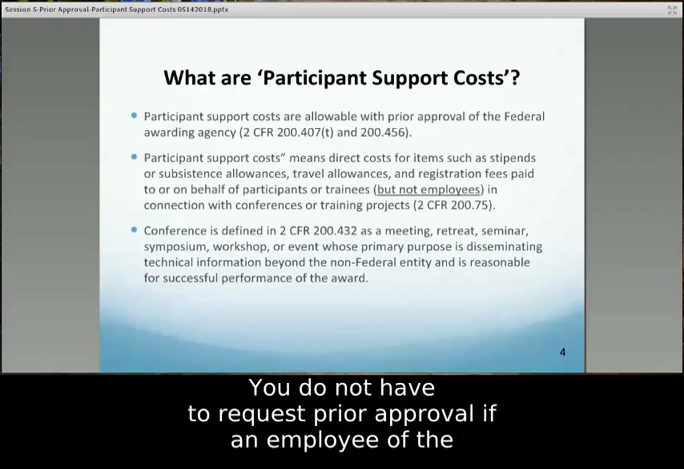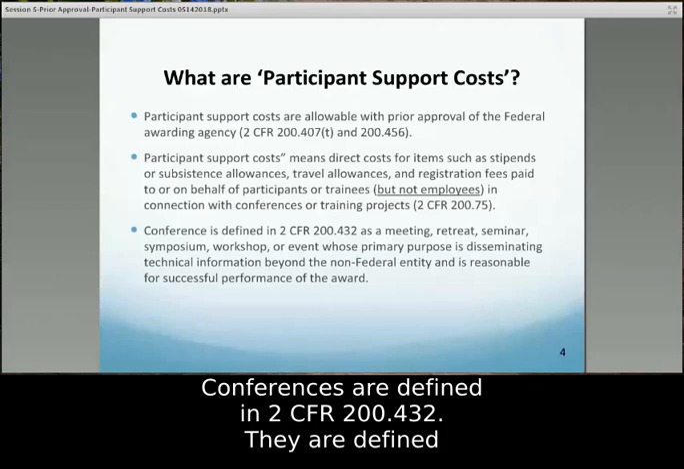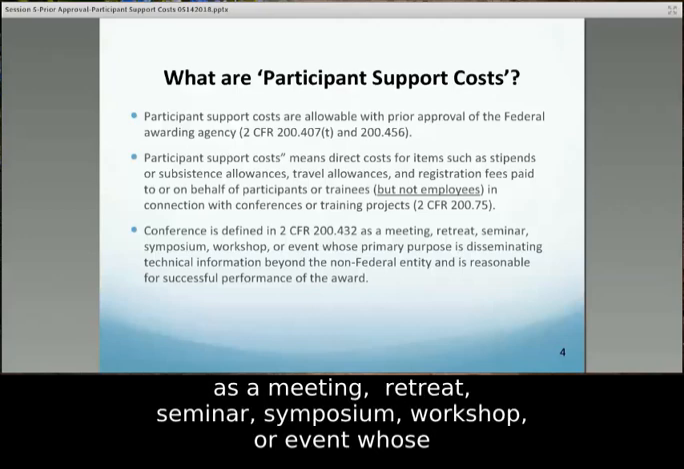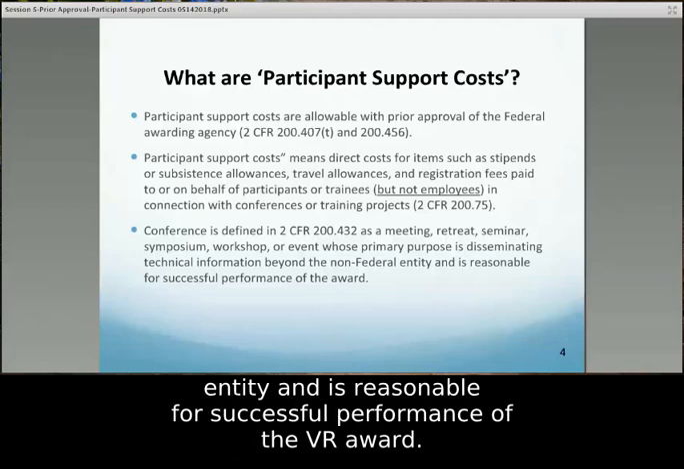You do not have to request prior approval if an employee of the VR agency is traveling for a conference or training project. Conferences are defined in 2 CFR 200.432. They are defined as a meeting, retreat, seminar, symposium, workshop, or event whose primary purpose is disseminating technical information beyond the non-federal entity and is reasonable for the successful performance of the VR award.